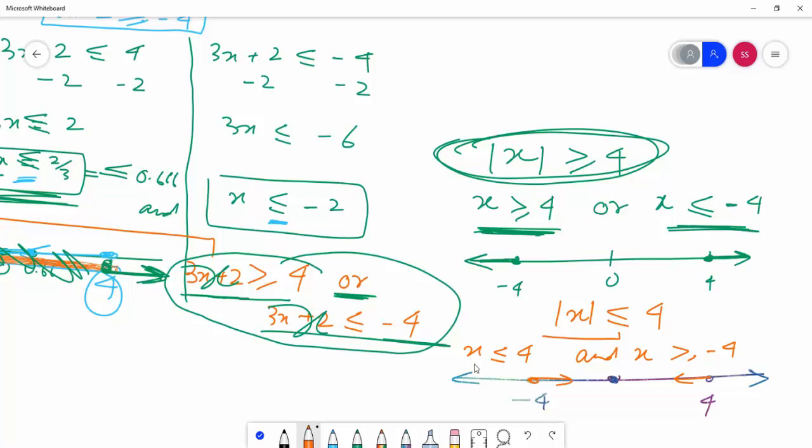So x has to be less than or equal to 4. So from 4, you will go towards the left. And x has to be greater than or equal to negative 4. So from negative 4, you will go towards the right. And you will stop from negative 4 to 4. You'll not go beyond that. You'll not go more than 4. You'll not go more than negative 4.